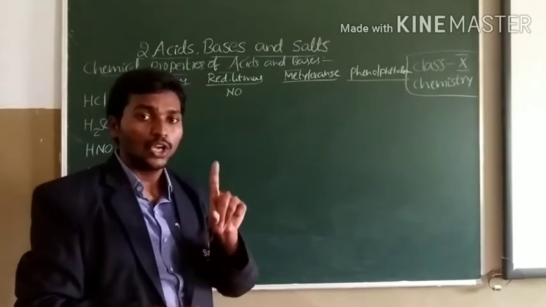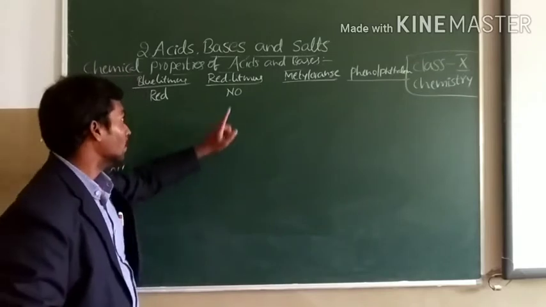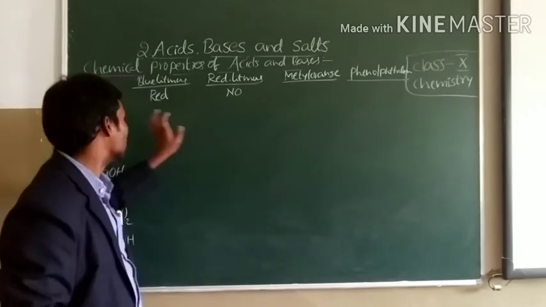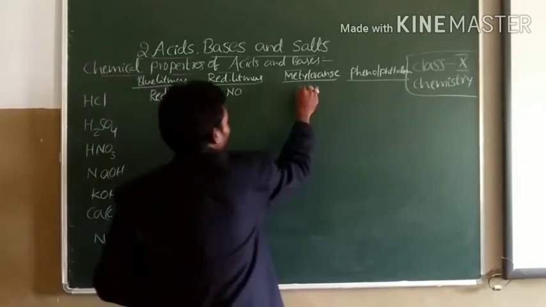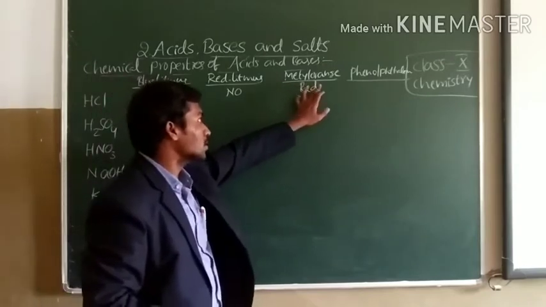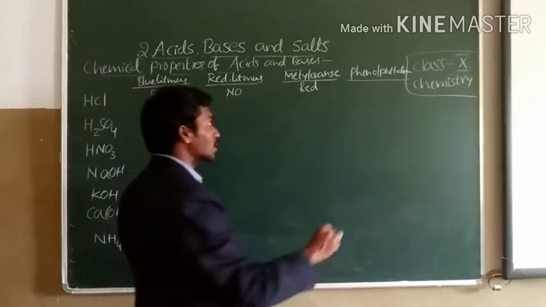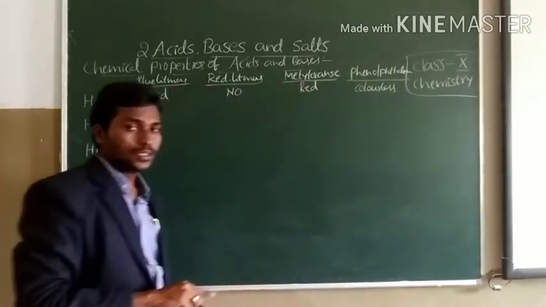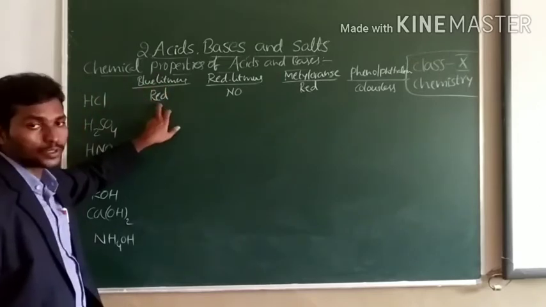I have already given the definition of an acid: acids are sour to taste and turn blue litmus to red. Next, when you add a few drops of methyl orange to HCl, the solution turns red. If the methyl orange turns red, then the solution is acidic in nature. Phenolphthalein doesn't show any color. It's colorless in acidic medium. So, based on this, we can conclude that HCl is an acid, because blue litmus turns to red litmus.